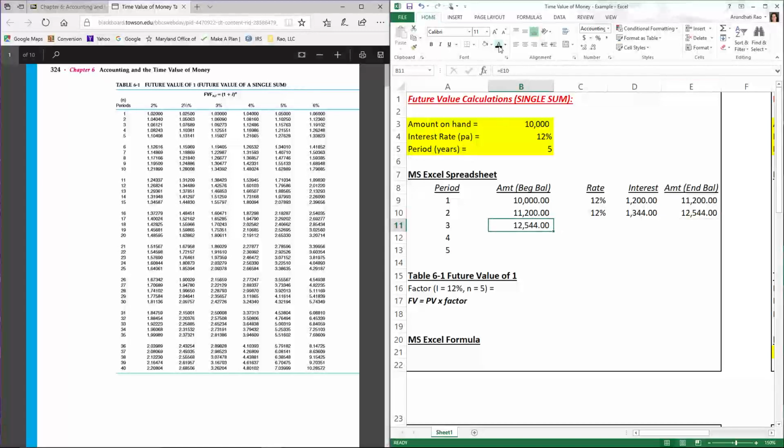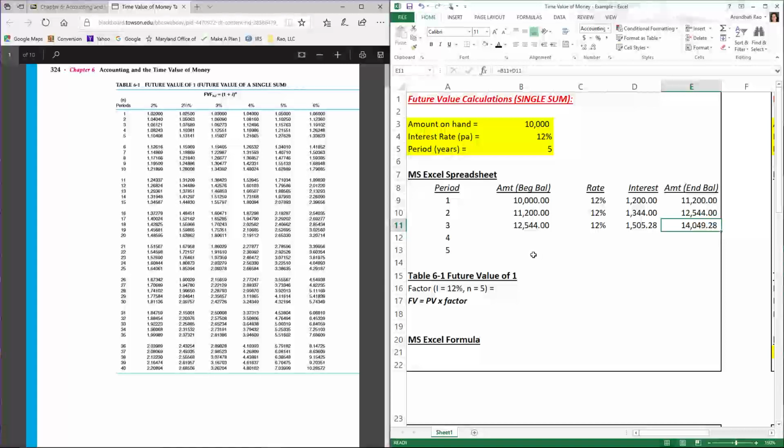Third year, I have $12,544 to start with. Again, the interest rate is 12%. Therefore, I have earned $1,505.28 in this year, leaving me with a final balance of $14,049.28. That's at the end of the third year.